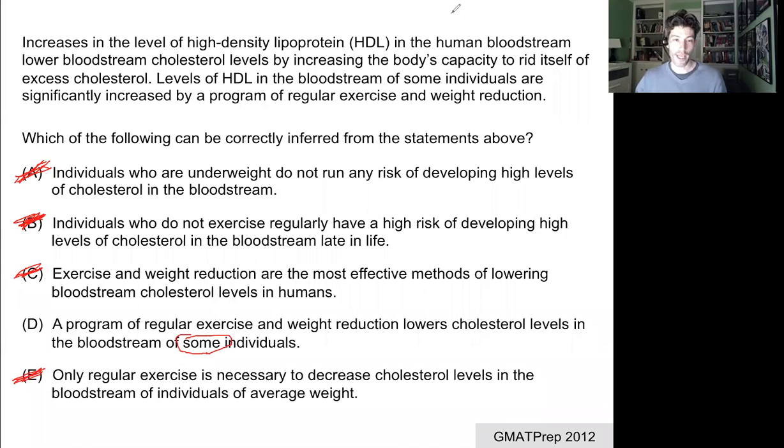That would be enough to rule it out, right? That sum matches the sum up here, okay? And so now saying this applies to all individuals, not necessarily, right? That kind of reduces the flexibility of the language in D, which allows for the inference to hold.